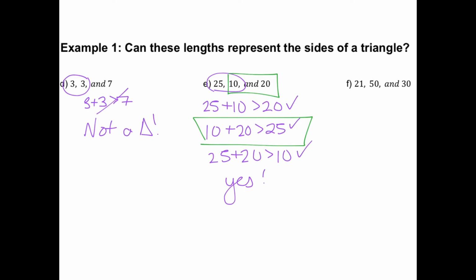So in F, I'm going to look at the 21 and 30 only. So 21 plus 30 needs to be bigger than 50. Because the 50 is obviously greater than the 21, if I add 30 to it, it's going to be bigger. Because the 50 is greater than 30, if I add 21 to it, it's going to be bigger. The only one I'm really curious about is if the 21 plus the 30 is bigger than 50. And in this case, 51 is greater than 50. So this does work, and we will be able to create a triangle using those side lengths.